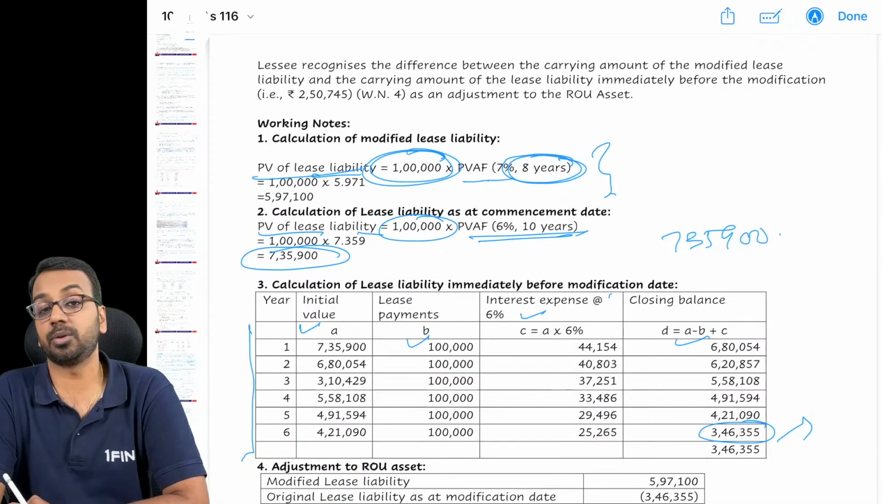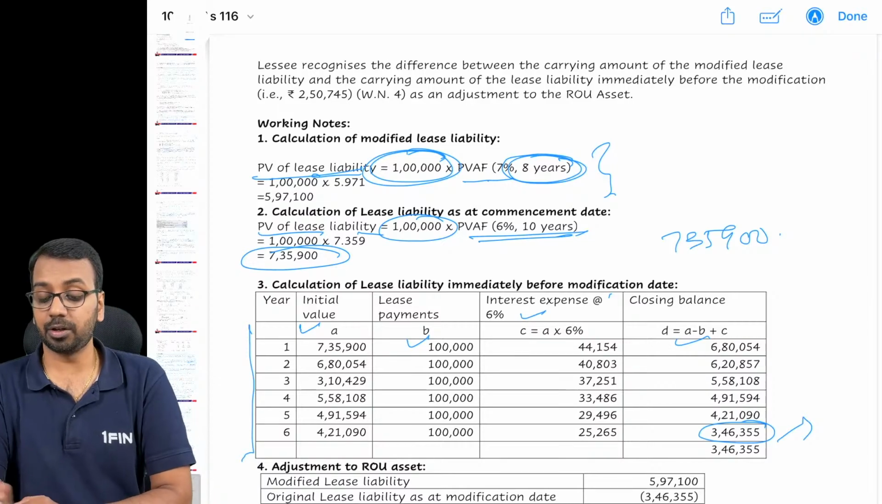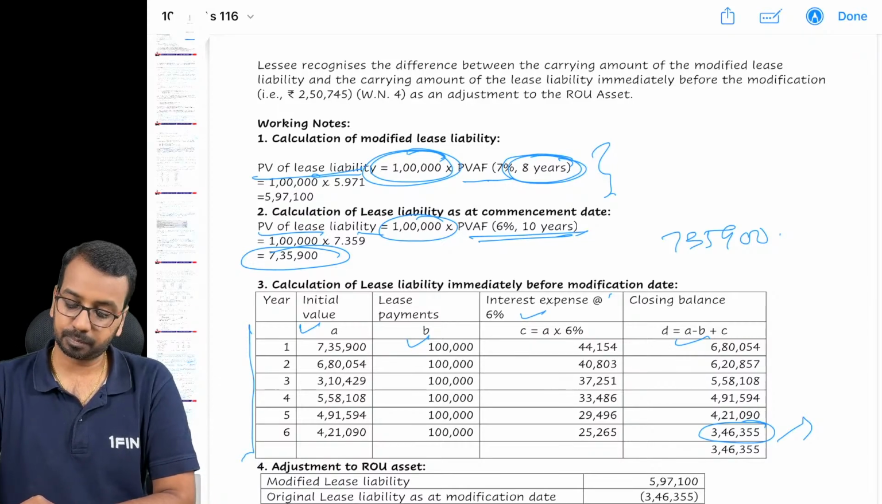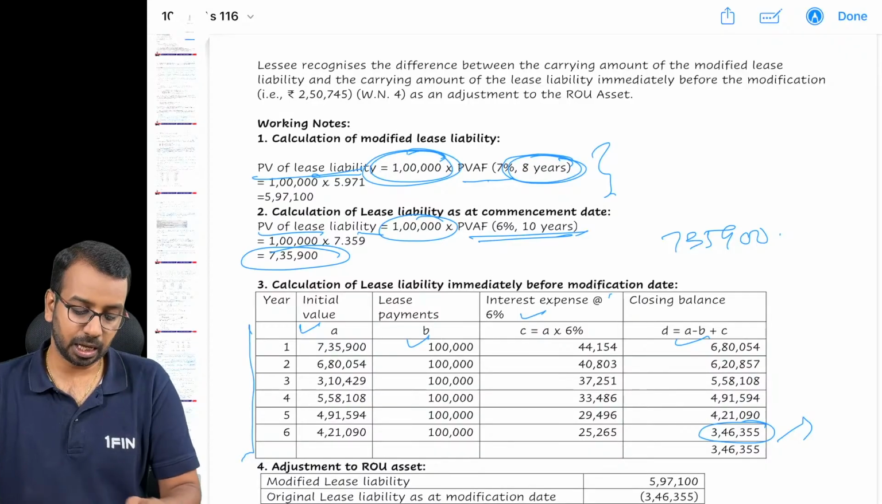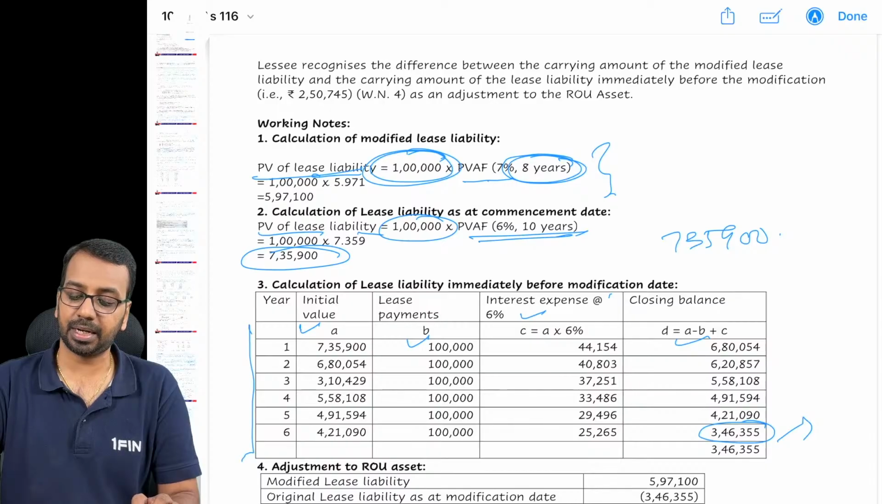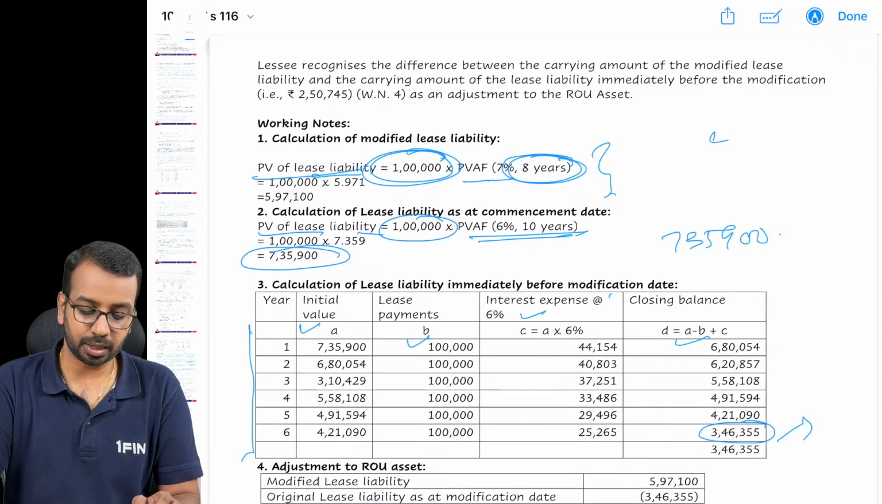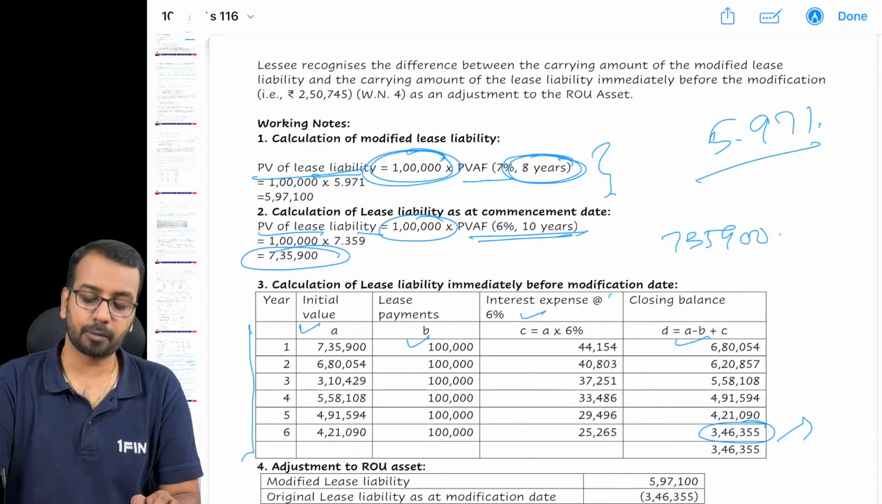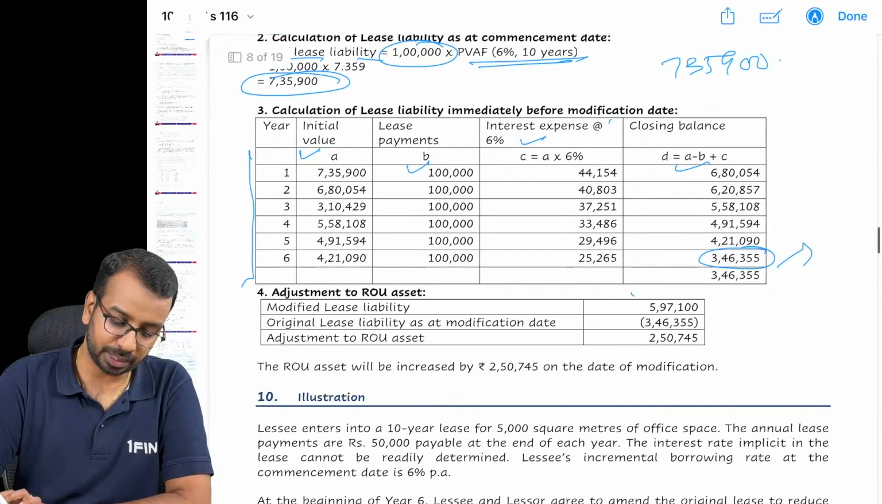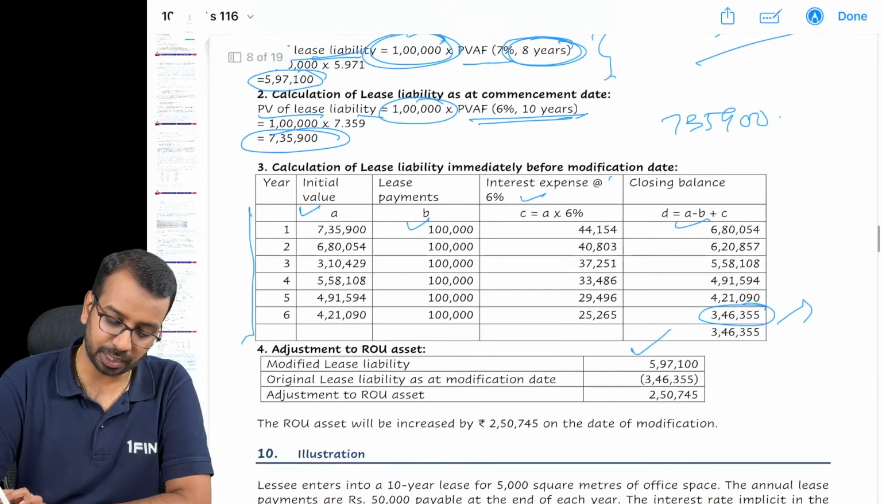These present value factors will be given to you in the question. If not given, you can use your calculator. 1 divided by 1.07, 8 times: 1, 2, 3, 4, 5, 6, 7, 8. And do a grand total. You get 5.971. Okay. So 597,100. So original liability, modified liability 597,100.